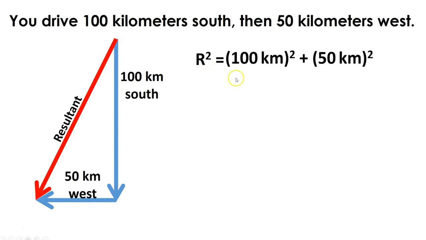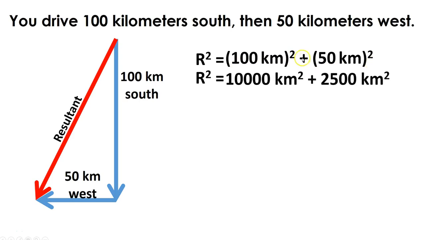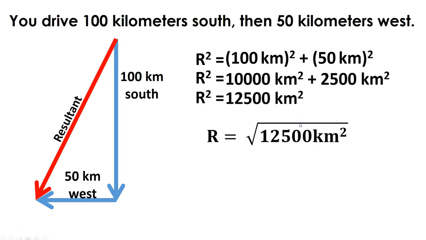So again, r squared equals 100 kilometers squared plus 50 kilometers squared. And when the squared is outside the parentheses, you square your units as well as your number. So 10,000 kilometers squared plus 2,500 kilometers squared gives us 12,500, and we need to take the square root of that, which ultimately rounded is going to give us 112 kilometers, and we also know it's going to the southwest.